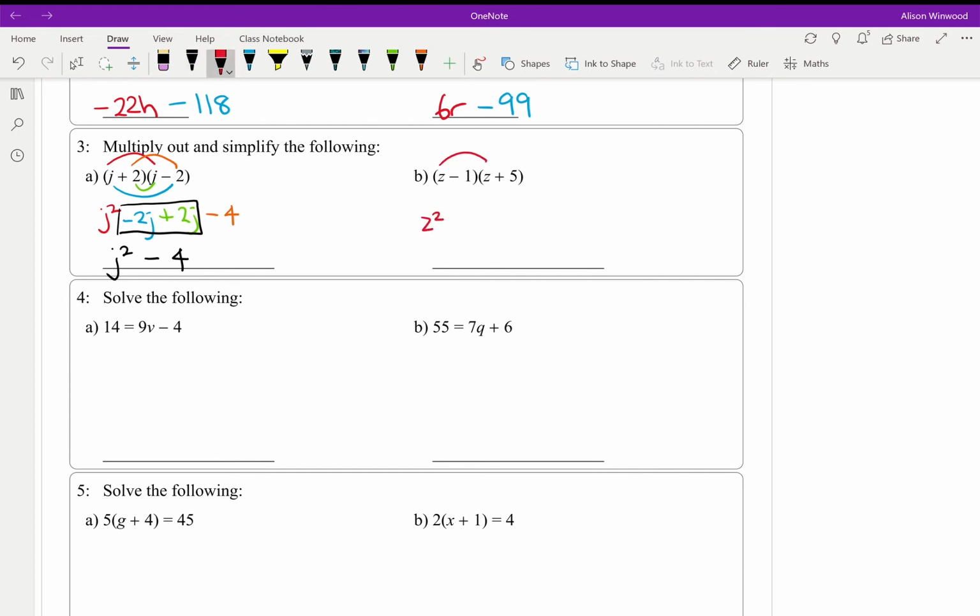Firsts, outers, inners, lasts, simplify, so z squared, put the middle two terms together, which makes positive 4z, subtract 5.